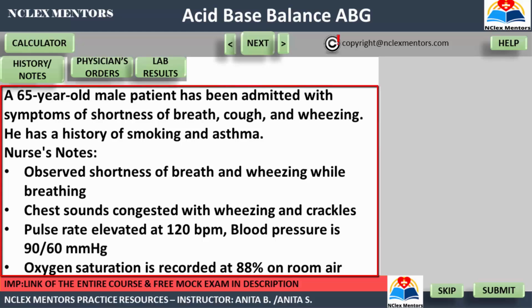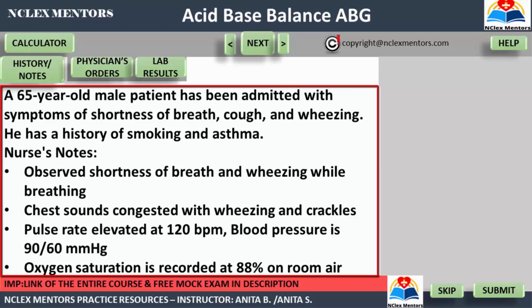The 65-year-old male patient was admitted with symptoms of shortness of breath, cough, and wheezing. His medical history includes smoking and asthma, which likely contribute to his current respiratory issues. Upon examination, the patient displayed noticeable difficulty in breathing and audible wheezing. The chest sounds were described as congested, with the presence of both wheezing and crackles. His vital signs revealed an elevated pulse rate of 120 beats per minute and low blood pressure of 90 by 60 mmHg. Additionally, his oxygen saturation was recorded at 88% while on room air, indicating inadequate oxygen levels.